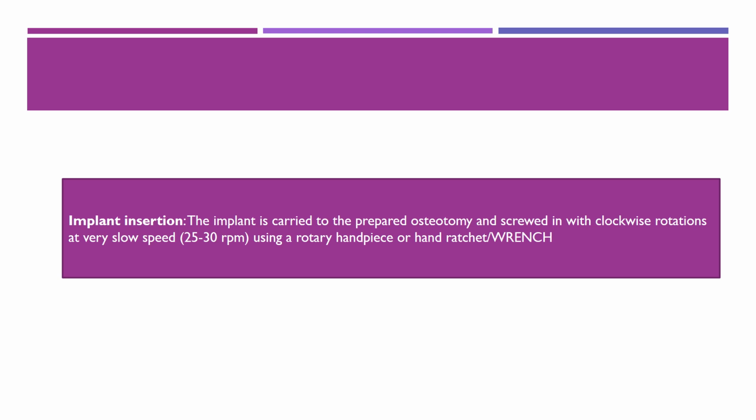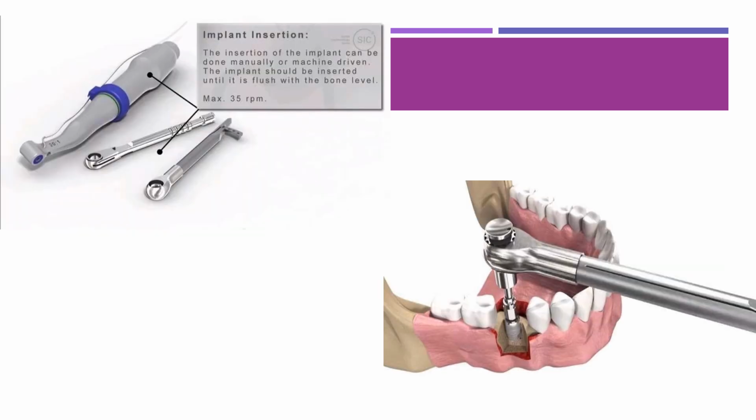Then coming to the implant insertion part, the implant is inserted, carried to the prepared osteotomy and screwed in with clockwise rotations at a very slow speed, that is 25 to 30 RPM, using a rotary handpiece or hand ratchet or wrench. Implants are inserted with a handpiece rotating at very slow speed, 25 to 35 RPM. You can see that this is a handpiece, or it can be used by hand with a wrench.